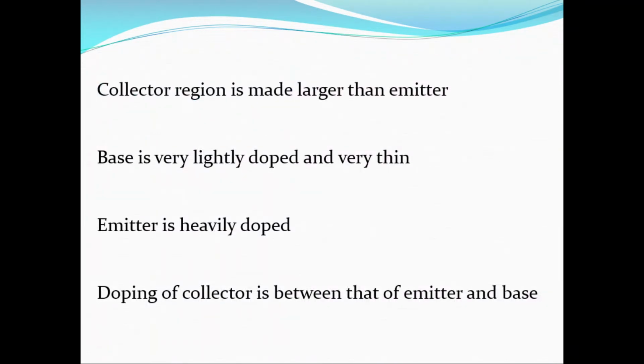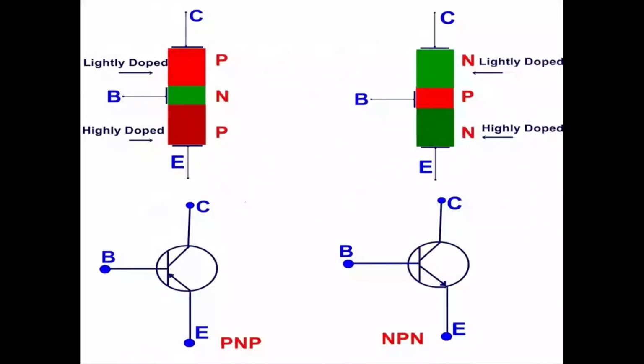Collector region is made larger than emitter. Base is lightly doped and very thin. Emitter is heavily doped. Doping of collector is between that of emitter and base.